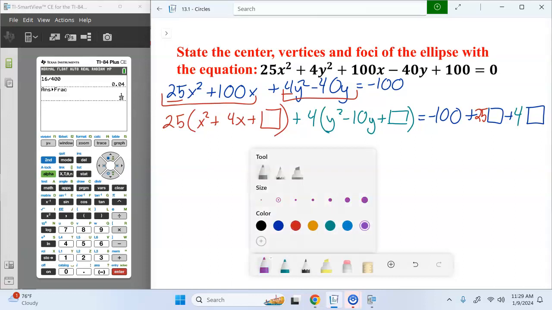All right. What's going to go in the red box? 4. 4 there. 4 there. What goes in the teal box? 25.